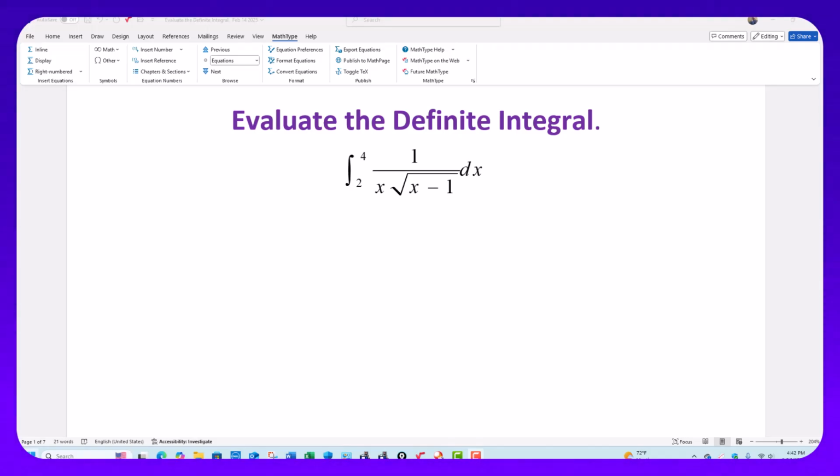In this video, we're going to evaluate the definite integral of 1 over x times the square root of x minus 1, evaluated from 2 to 4. And I'm going to use a u-substitution for this one. I'm going to let u equal this radical right here, the square root of x minus 1. And then I'm going to find a representation for x in terms of u, and of course also for dx.